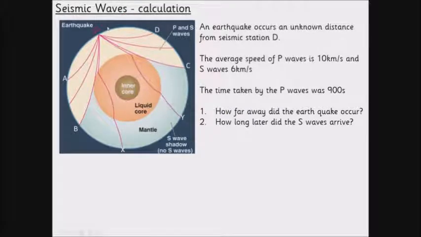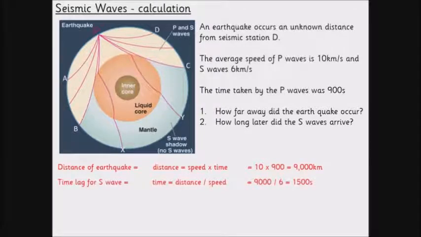Okay, so just to finish, a really straightforward calculation. You can see I've got quite a complicated picture of some P and S waves. An earthquake occurs at an unknown distance from seismic station D. The average speed of P waves is 10 kilometers per second and S waves are 6 kilometers per second. If the time taken by the P waves was 900 seconds, how far away did the earthquake occur? Well, let's just use distance equals speed times time. We know it's 900 seconds and they go at 10 kilometers per second. So it's 9,000 kilometers. The next question: how long later did the S waves arrive?